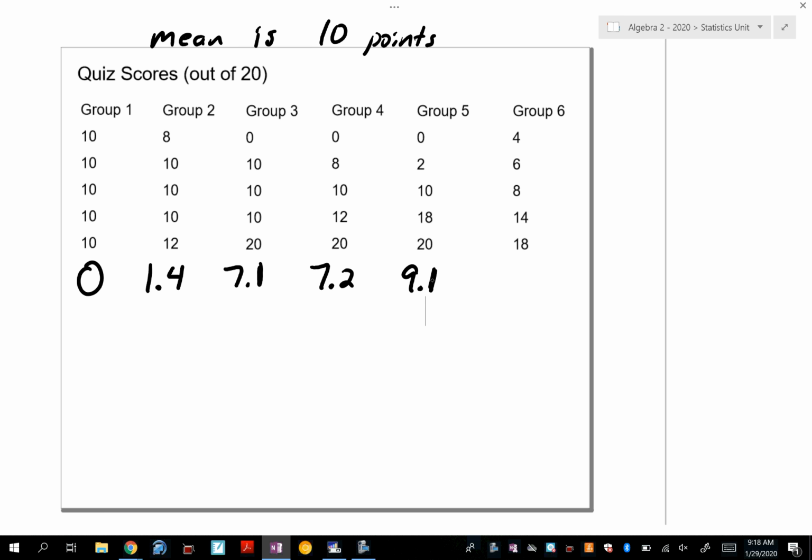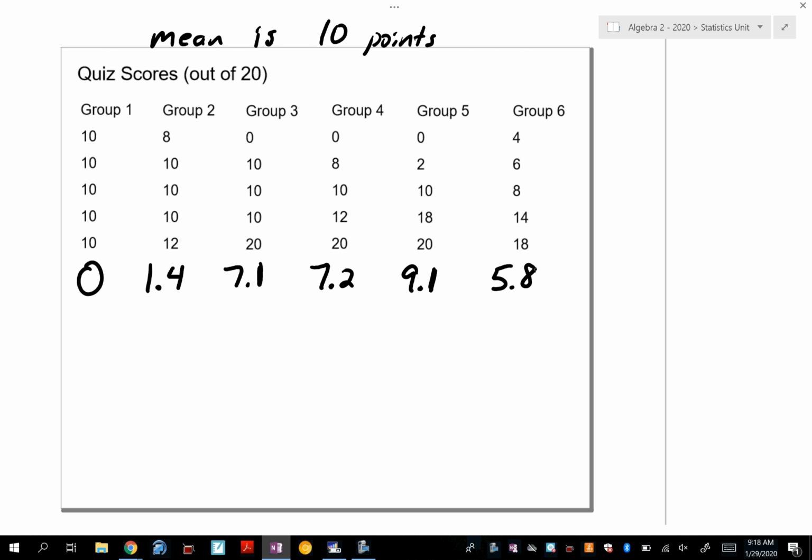So what do you think is going to happen for group 6 compared to group 5? It's actually going to go down, Alonzo. Very good. Because 4 and 18 are not as far away as 0 and 20 from 10. So it's not as spread out compared to the previous group. So the standard deviation is going to go down. It's not as spread out. All right, so this one is 5.8. 5.8. All right, trying to read my handwriting.